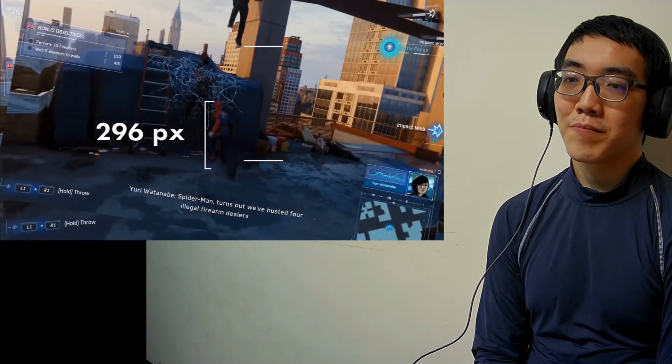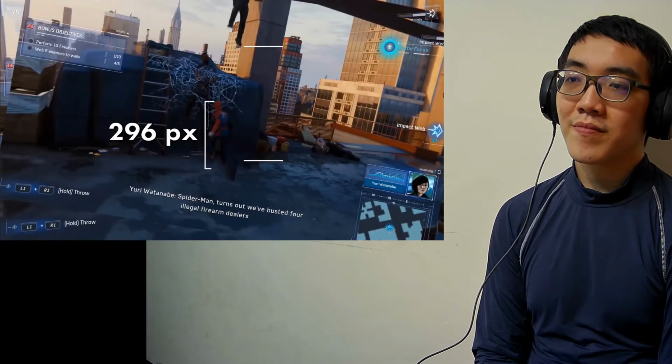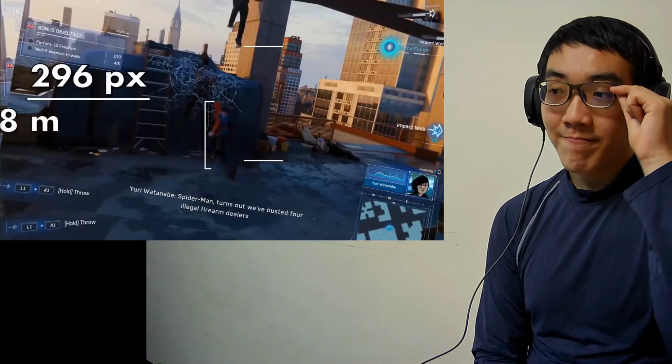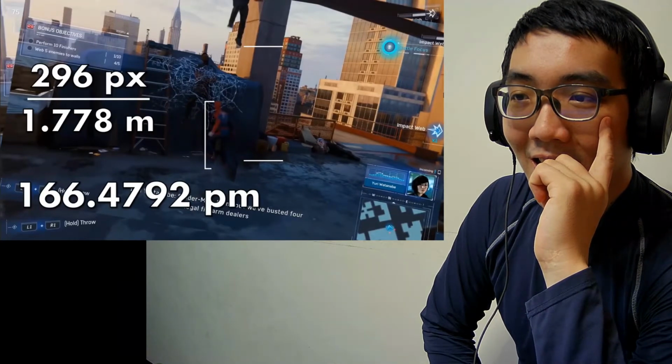In this frame, Peter is 296 pixels from his heel to the top of his head. We use this to get a pixel to meter ratio by dividing the pixels of Peter's height by how tall he actually is, which gives us 166.4792 PMs.